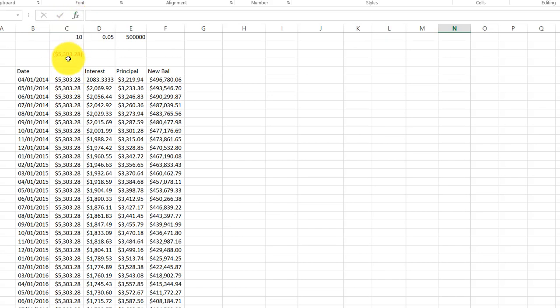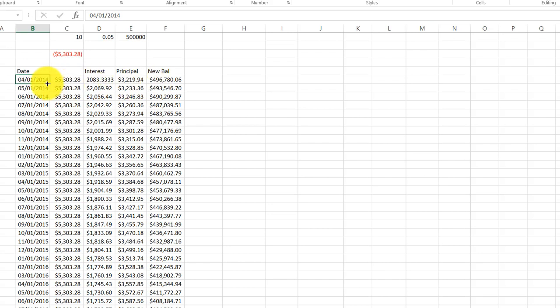if you look here, we use the PMT function. We took the 5% interest and divided it by 12 because we need monthly payments. We took our number of years multiplied by 12 to get the number of monthly payments, so it's 120, and the amount of the loan, $500,000. We got a payment of 5,303.28.